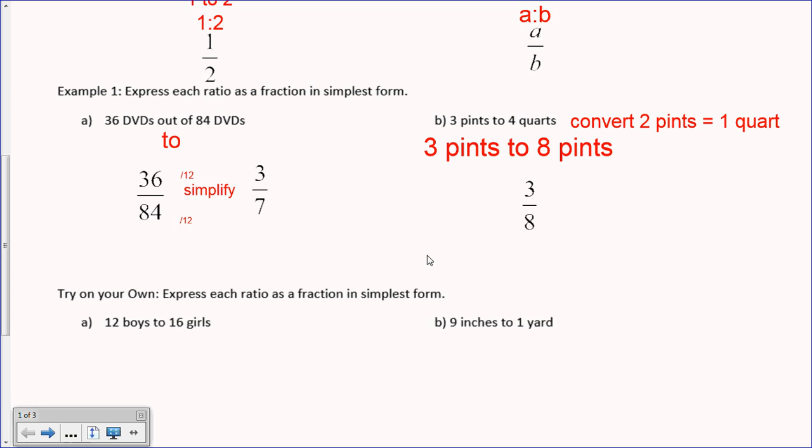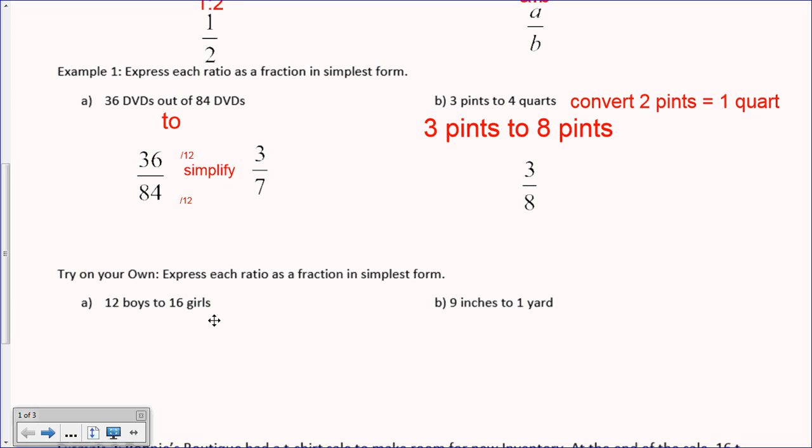So now you're going to try on your own. I've got boys to girls and 9 inches to 1 yard. I'm going to give you a hint for B. You're probably going to want to convert. So think about how many inches are in a yard, and I would convert the yards to inches so you have that and you can make that comparison. And remember that you're supposed to give these in simplest form.